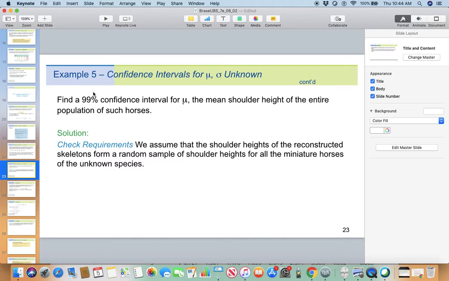Now, find a 99% confidence interval for the mean mu, the mean shoulder height of the entire population of such horses. First, we need to check some requirements. Assume that the shoulder heights of the reconstructed skeletons form a random sample. Okay, we have to make that assumption that it is a random sample of shoulder heights for all the miniature horses of the unknown species.